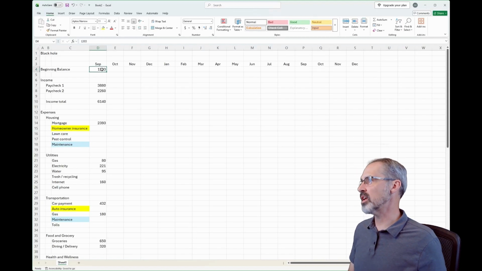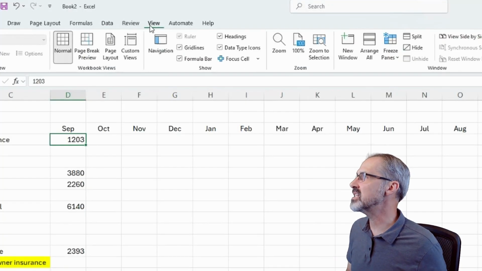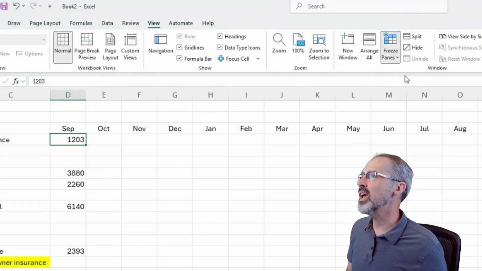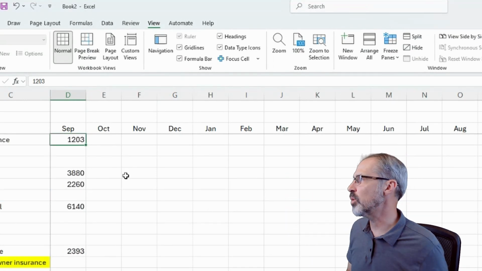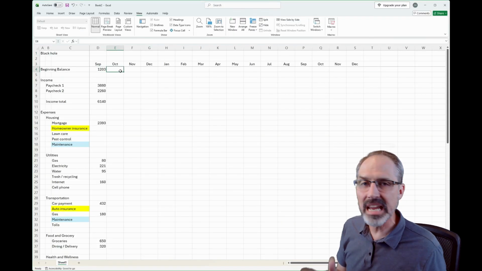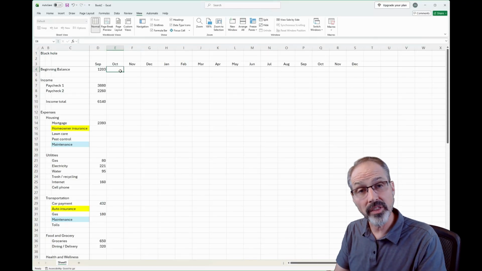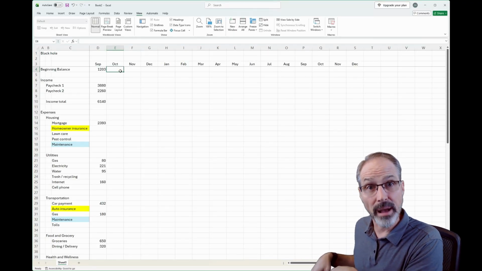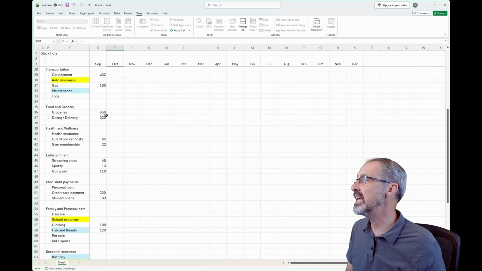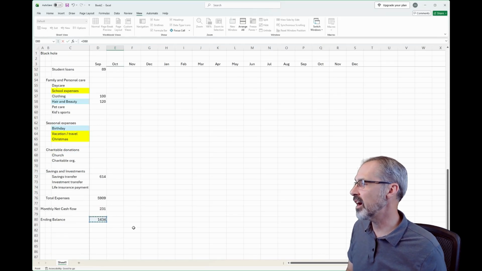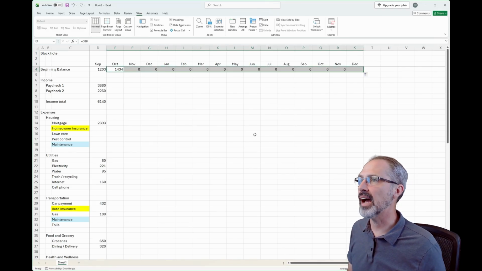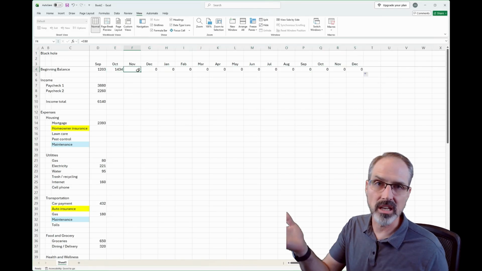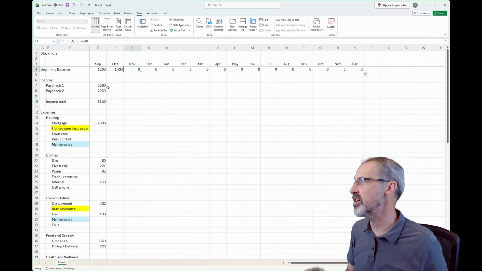So the first thing we want to do, and just to make things easy, I am going to freeze my panes here so that as we scroll, we don't lose our months and whatnot. All right. So the beginning balance for the next month is always going to be the ending balance from the month before. So we're going to equal, and we're going to go down there and hit the ending balance like that. And then we can take that and we can just pull it across like that. And you can see it's zeros because we don't have anything populated there yet.